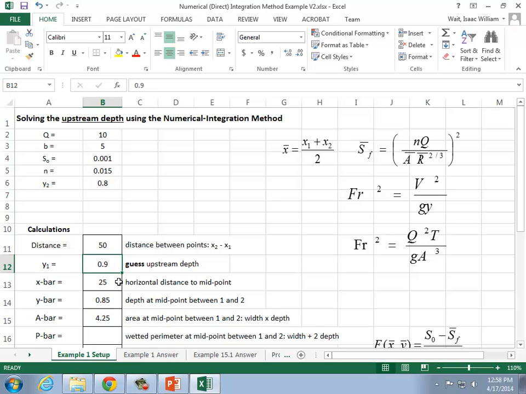All of this is dependent on this guess. So when I change and play around with that guess, of course, the y bar and the A bar and a lot of other things are going to be automatically updated as well. Feel free to stop me if you've got any questions. Any yet?